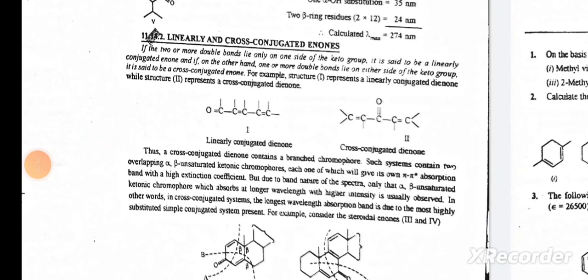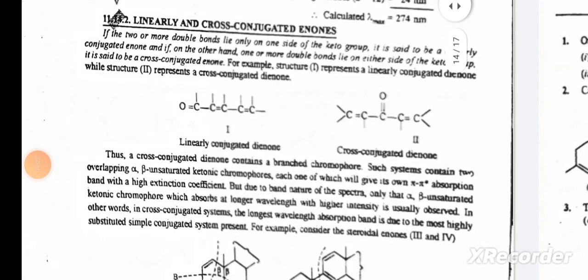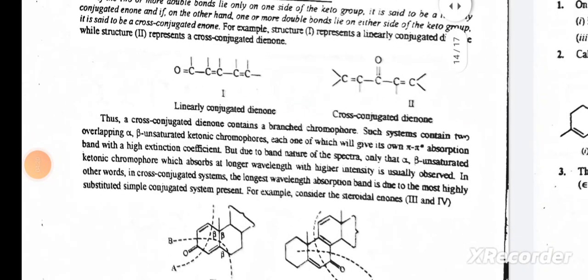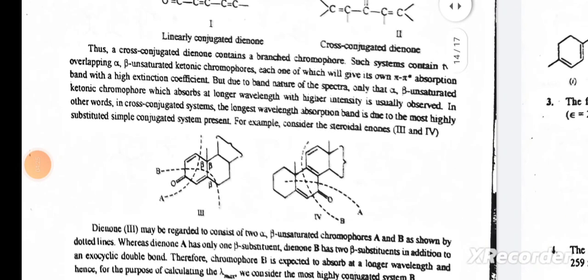Linearly and cross-conjugated enones. If the two or more double bonds lie only on one side of the keto group, it is said to be a linearly conjugated enone, and if, on the other hand, one or more double bonds lie on either side of the keto group, it is said to be a cross-conjugated enone. For example, the first structure represents a linearly conjugated dienone, while the second represents a cross-conjugated dienone. Thus, a cross-conjugated dienone contains a branched chromophore.